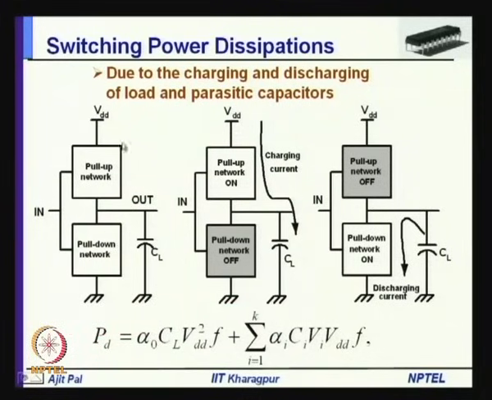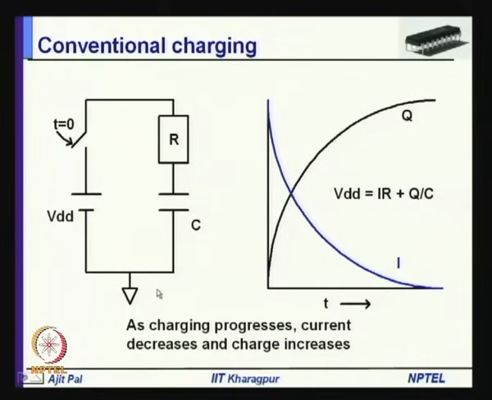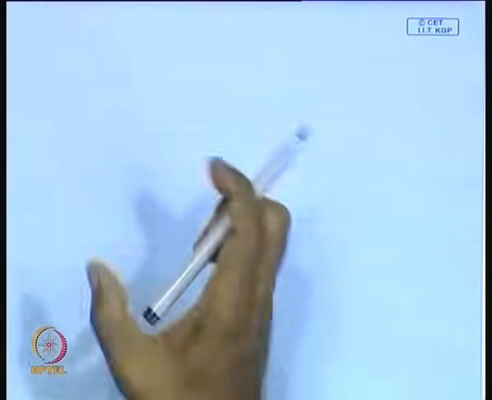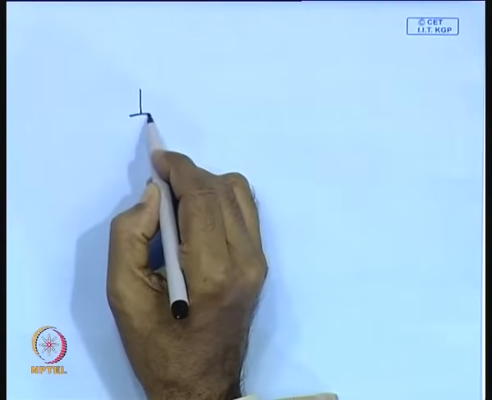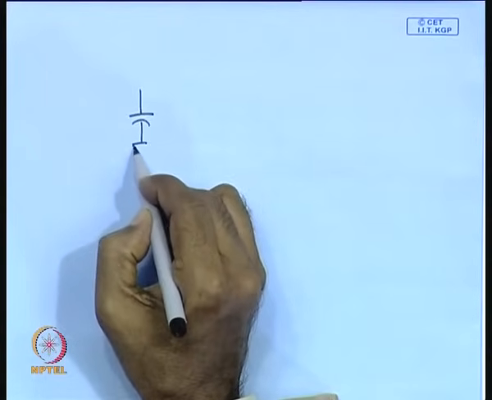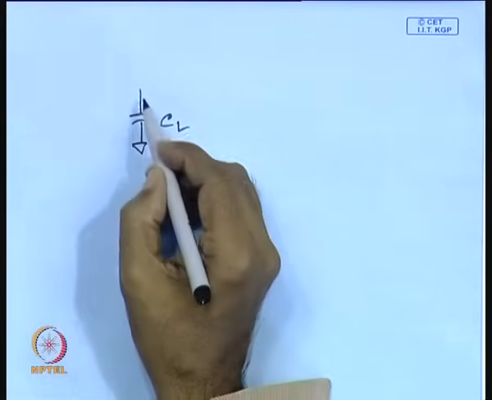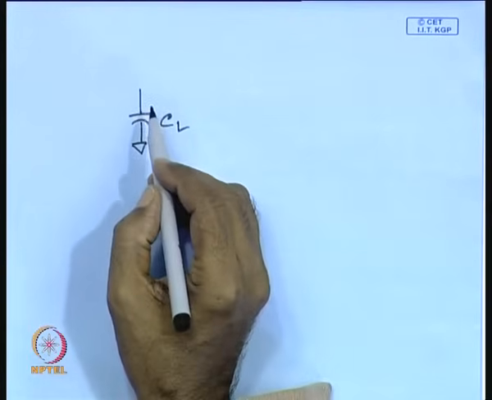And you are familiar with the switching power dissipation in static CMOS circuits. We know that charging and discharging take place, leading to this switching power dissipation. Now, let us focus on the charging process of a capacitor. We have a capacitor. This capacitor is typically the load capacitance, or it can be any capacitance. This capacitance has to be charged.